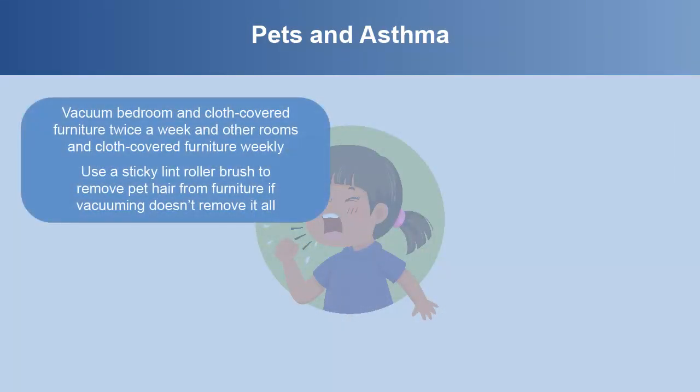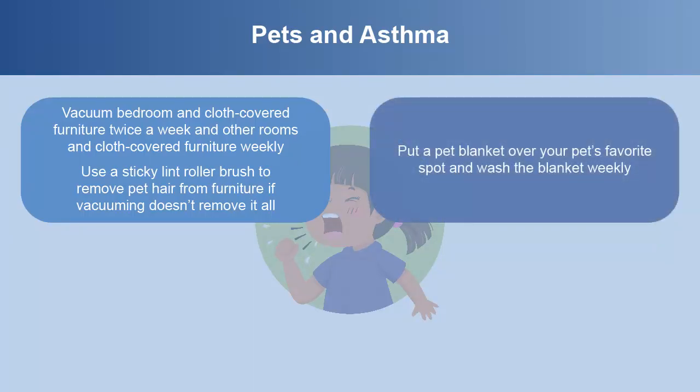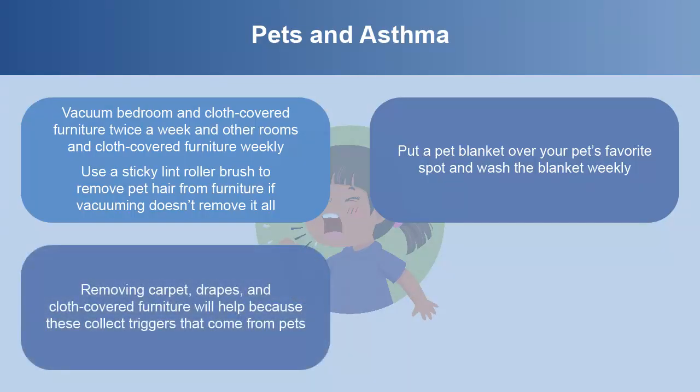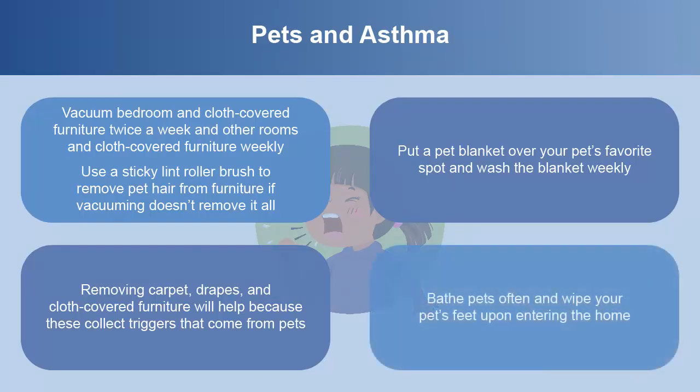Vacuum bedroom and cloth-covered furniture twice a week and other rooms and cloth-covered furniture weekly. Use a sticky lint roller brush to remove pet hair from furniture if vacuuming doesn't remove it all. Put a pet blanket over your pet's favorite spot and wash the blanket weekly. Removing carpet, drapes, and cloth-covered furniture will help because these collect the triggers that come from pets. Bathe pets often and wipe your pet's feet upon entering the home.